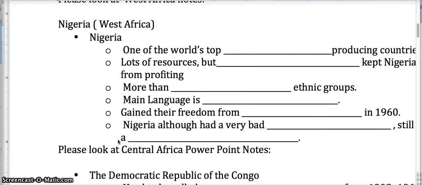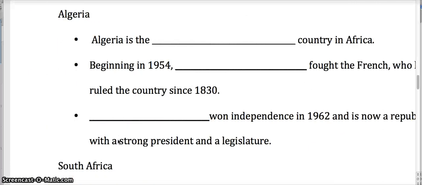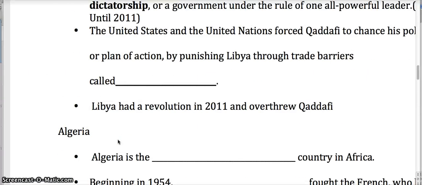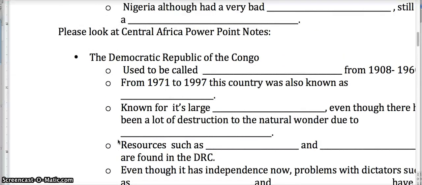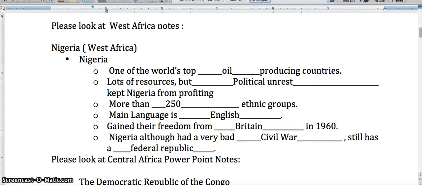And trust me, Mr. Walsh understands that's a lot of blank spaces to fill in. There's a lot of information you have to go over. But don't fret, because by this point, your study guide should look like this. If you had followed along in class, it should be filled in.